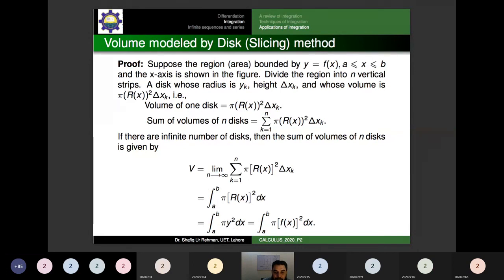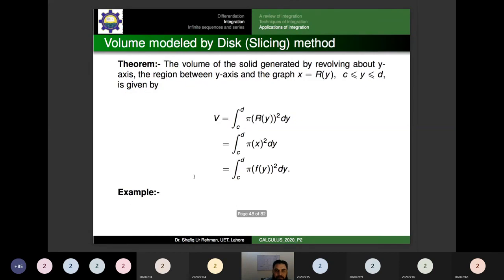r of xk. What is r of x? It's basically y. What is y? y is also described as f of x. So there are many ways you can look at this formula. So pi y square dx over the interval from a to b. So this is the first formula.